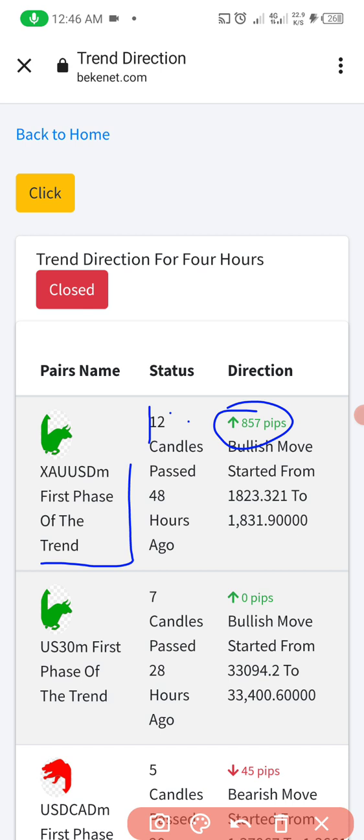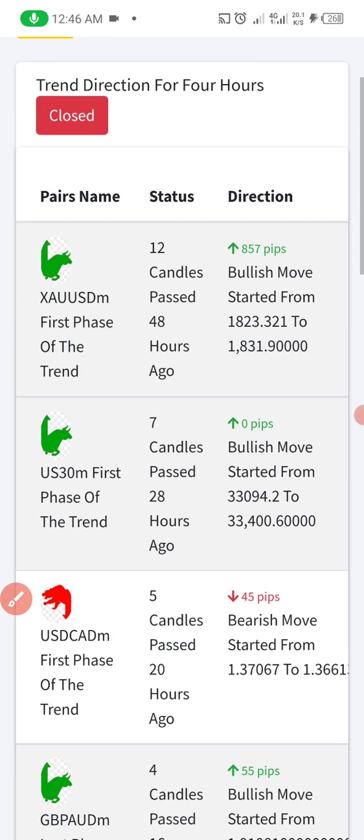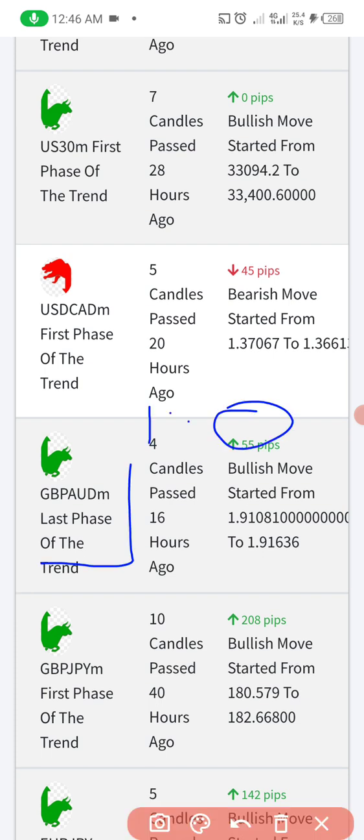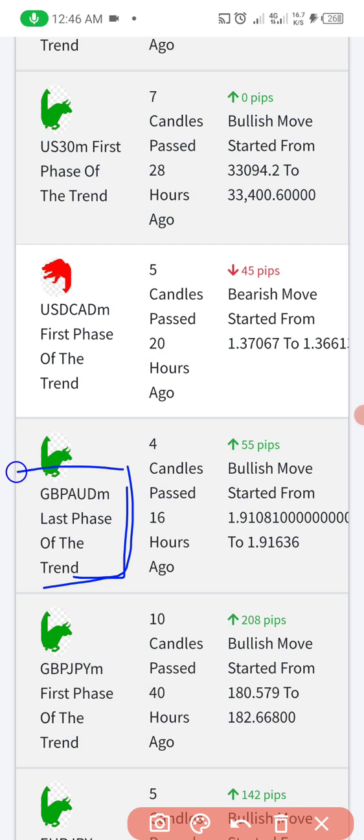Numbers of pips should not exceed 40 pips. You can buy or sell. The same thing with the sell direction. You understand? Anything last phase, avoid last phase. We don't have business with last phase. We don't have anything to do with last phase.